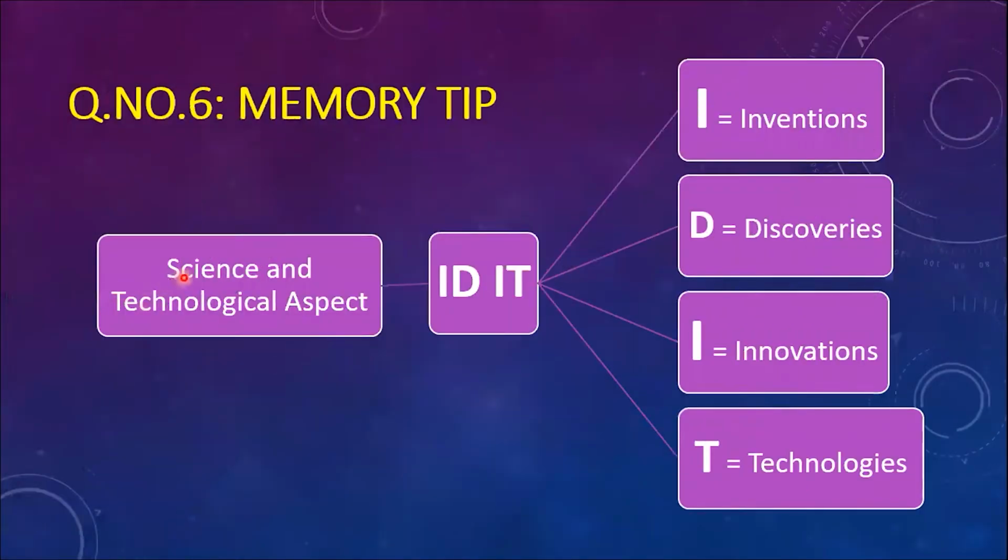Look here. So science and technological aspect, you can remember with this shortcut formula, IDIT. What does I mean? I means invention, D means discoveries, I means innovations, and T means technologies. So if you remember this IDIT, you can remember this. This is the shortcut memory tip for science and technological aspects. So you remember all the inventions, discoveries, innovations and technologies which are possible by scientific advancement. They are called science and technological aspect.